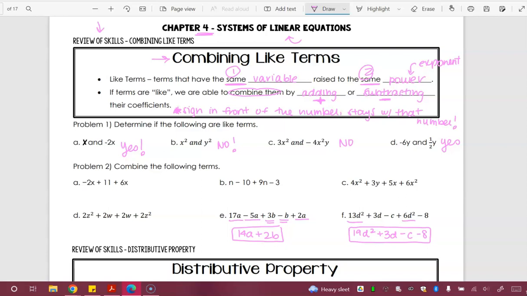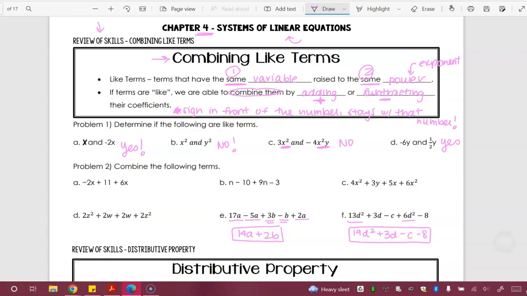C and D are already done. Notice C is x squared, and then this first term is x squared, and then this second term is x squared y, so not the same variables. This one has a y, this one doesn't. And then D, we've got negative 6y and 1/2 y. We've got the same variable and the same exponent, so yes, we've got like terms.